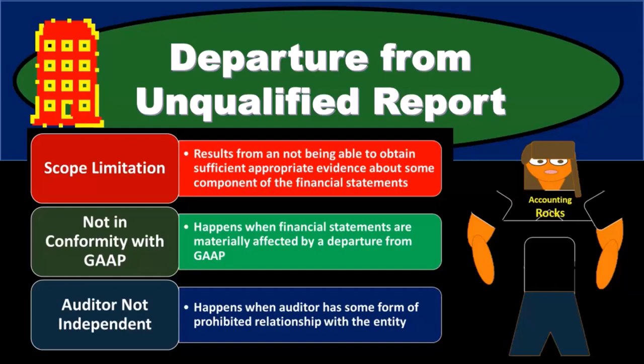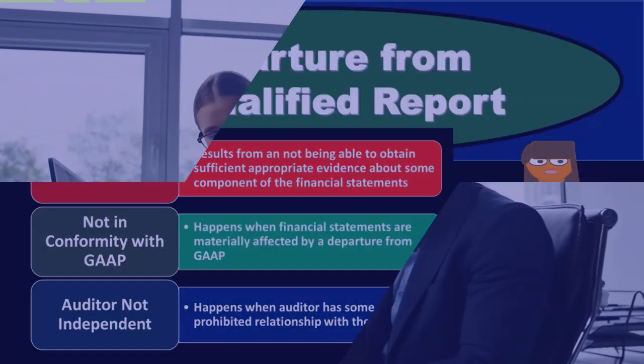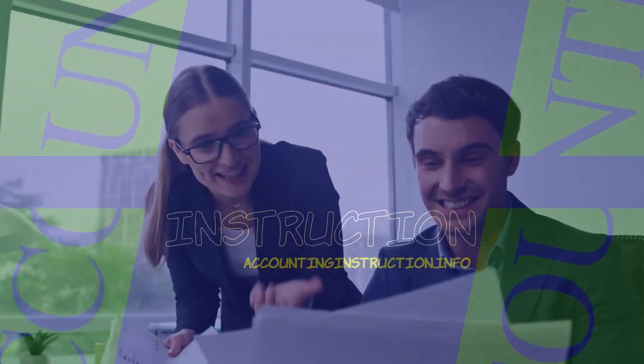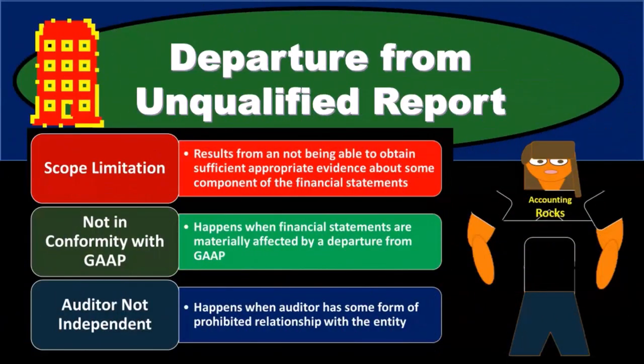In this presentation, we will take a look at situations where there is a departure from a standard unqualified report, a standard unqualified opinion, recalling that the standard unqualified opinion is going to be the most common opinion. That's kind of like the highest level opinion. That's what we would typically expect because we'll recall within the audit engagement.